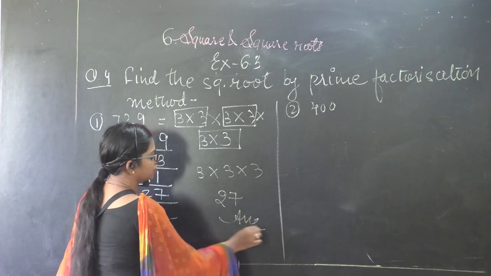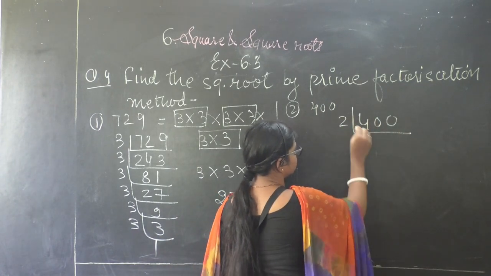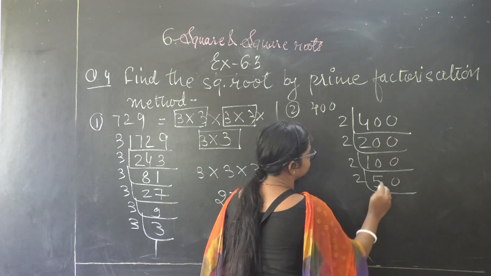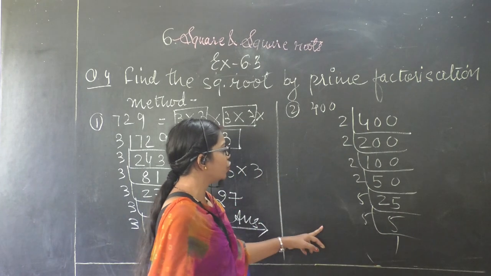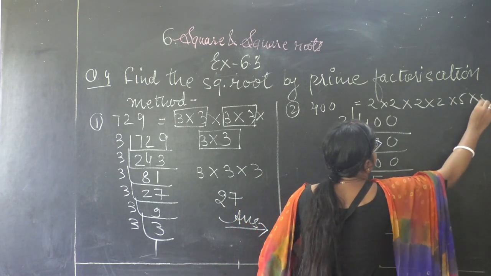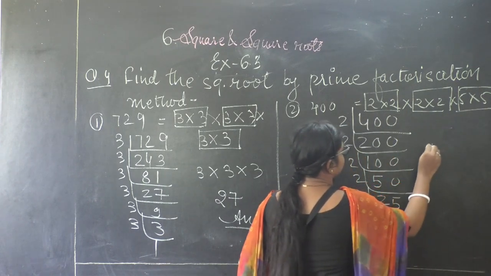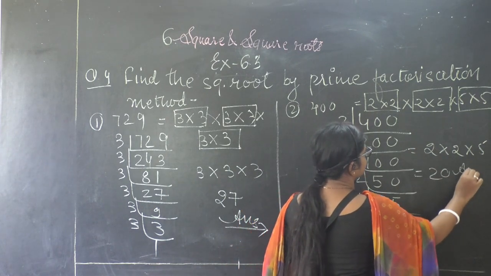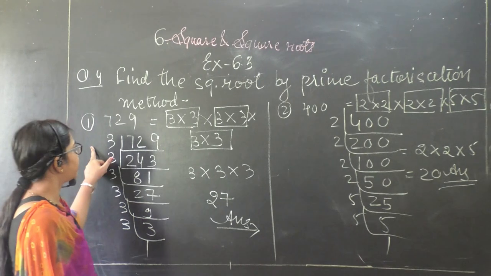Again, in the next question, prime factorize 400. I will prime factorize 400 by 2. Write out the factors of 400, you will get 2 into 2 into 2 into 2 into 5 into 5. Make pairs. This is the first pair, this is the second, and this is the third one. Write down the pairs: 2 into 2 into 5, that is 20. So the answer is 20. The square root of 400 is 20. This is the prime factorization method.